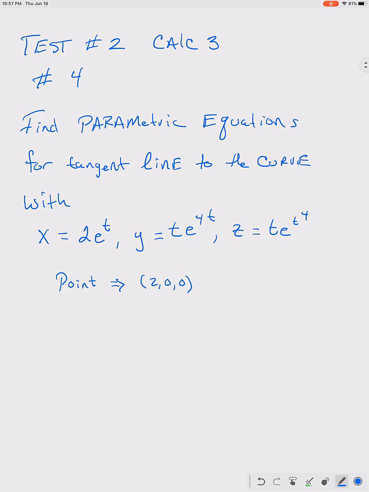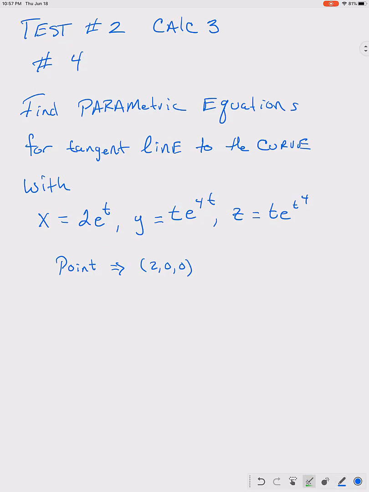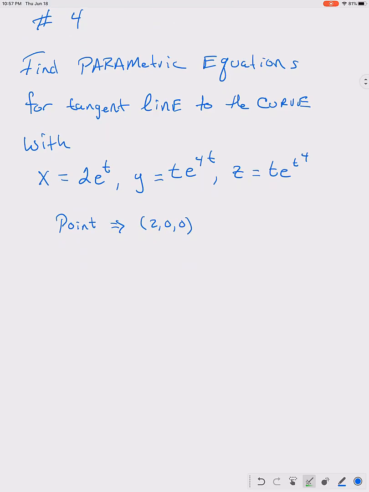Okay, this video is for Calc 3, specifically test number 2, question number 4. We are asked to find the parametric equations for the tangent line to the curve x equals 2e to the t, y equals te to the 4t, and z equals te to the t to the fourth, that passes through the point (2, 0, 0).